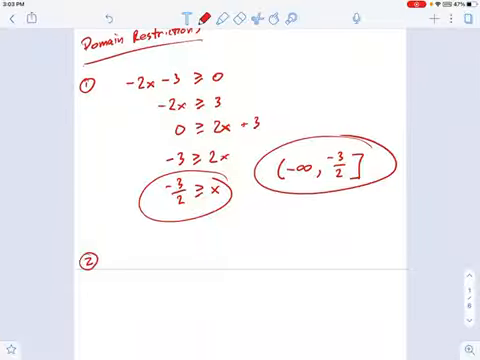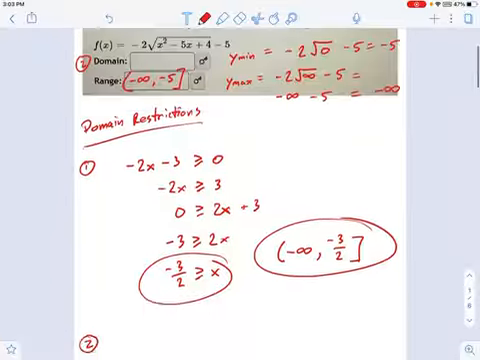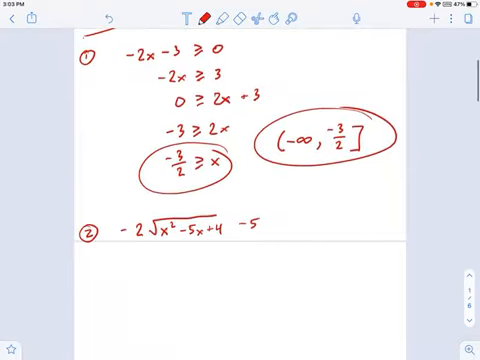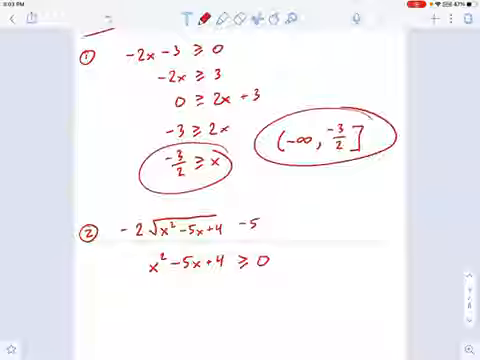Let's try number 2. This one's a little more complicated. This is a lot more complicated. Negative 2, I'm just going to write this again over here: x squared minus 5x plus 4 minus 5. Okay, what's the restriction? Remember, it's the domain restriction that's important. X squared minus 5x plus 4 must be either a positive number or 0. If it's negative, you're square rooting a negative, that's bad.